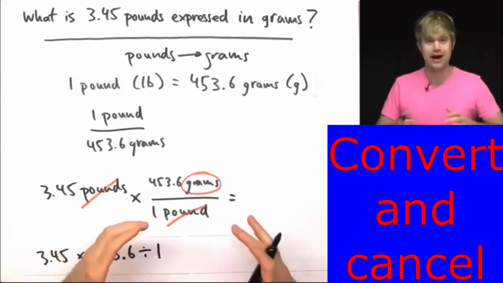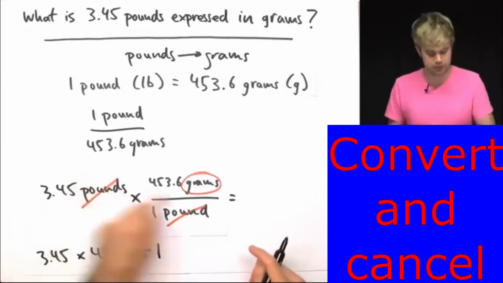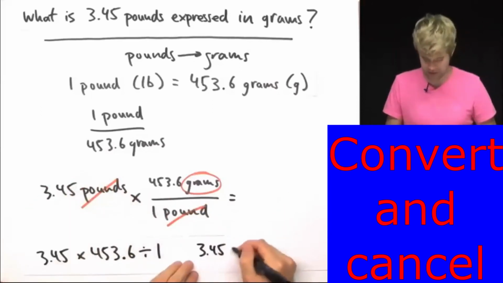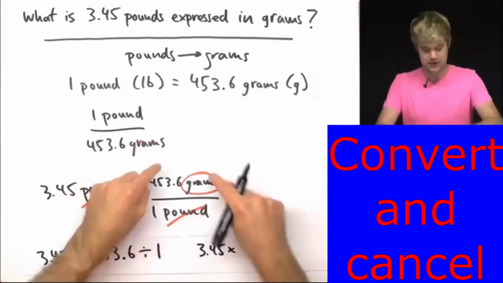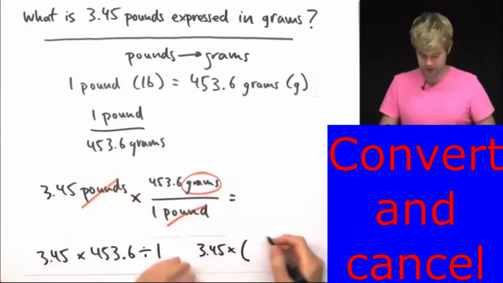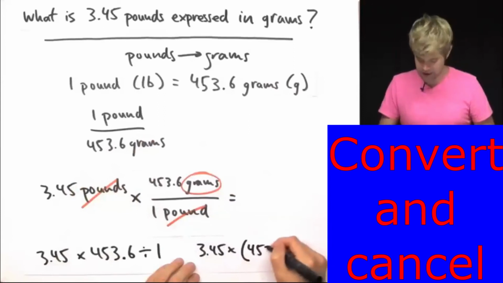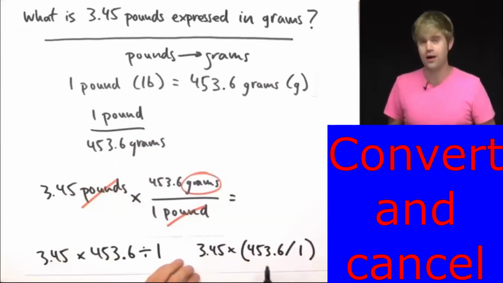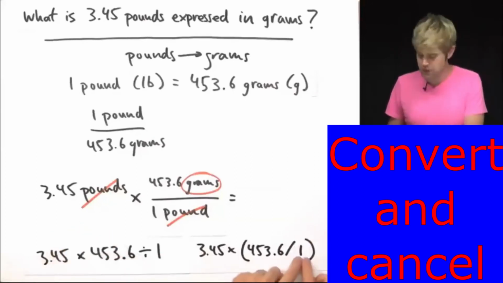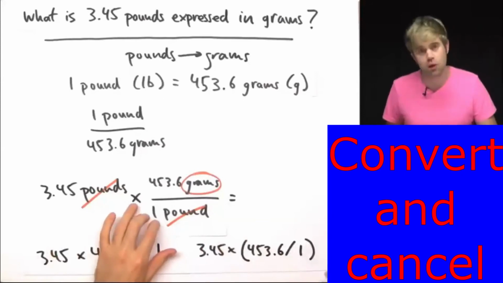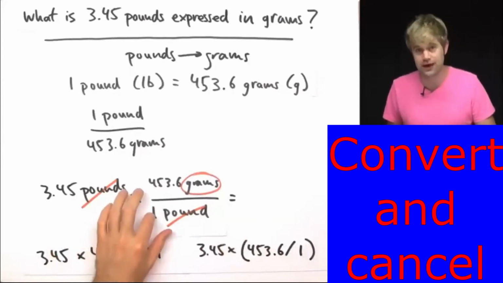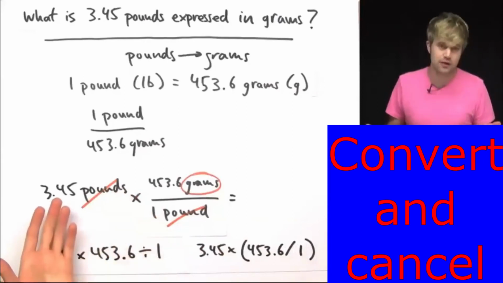Or, if you have a fancy scientific calculator, you can plug this whole thing in as one expression. You can do 3.45 times, and then write this conversion factor in parentheses, 453.6 divided by 1. Now, you don't really have to worry about the 1 too much if you don't want to. I'm just putting it there because sometimes this won't be a 1. So I just want you to get used to dividing by whatever is on the bottom of the fraction, even if it happens to be one of these things.